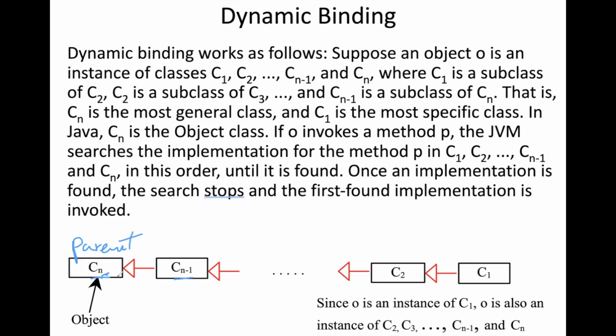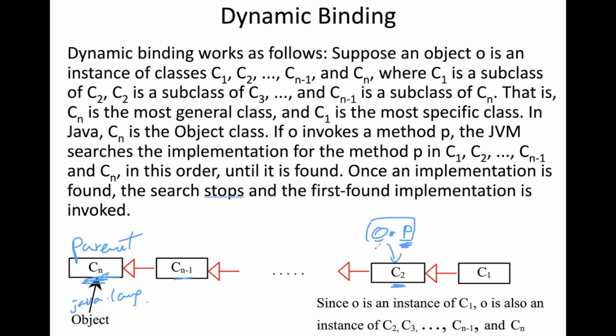This means Cn is the most general class, or in Java, java.lang.Object. Let's say there's a reference object O pointing to C2, this dynamic instance has a whole bunch of methods. If we were to invoke a method P on O, namely O.P, the JVM searches the implementation for the method P from this point on C2.